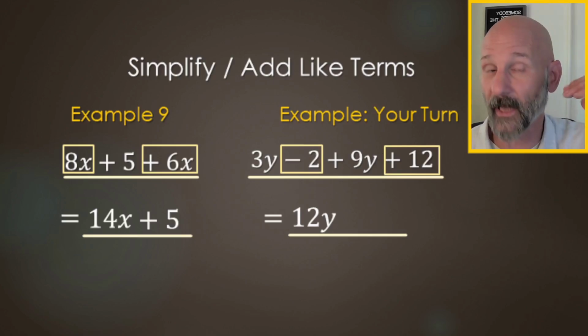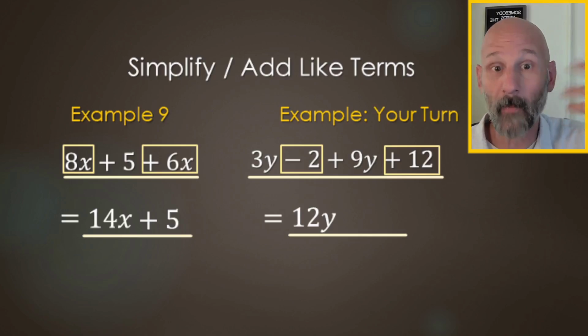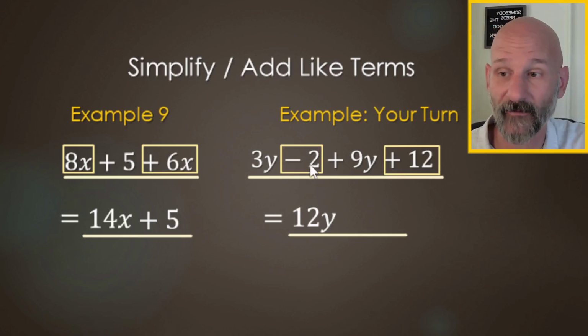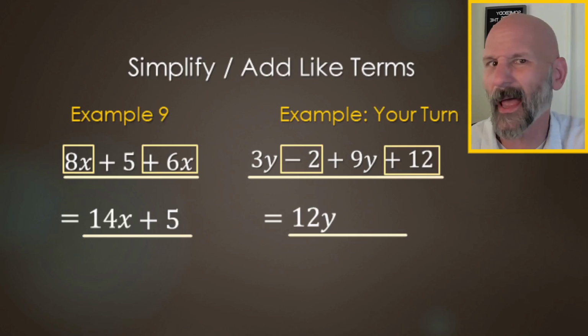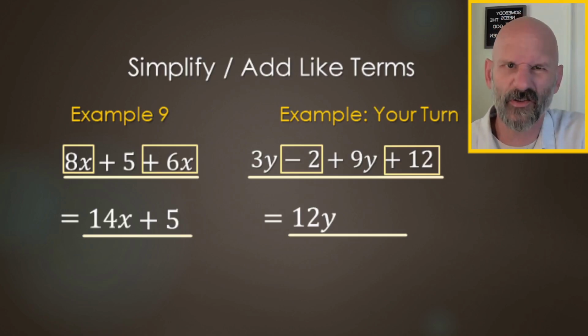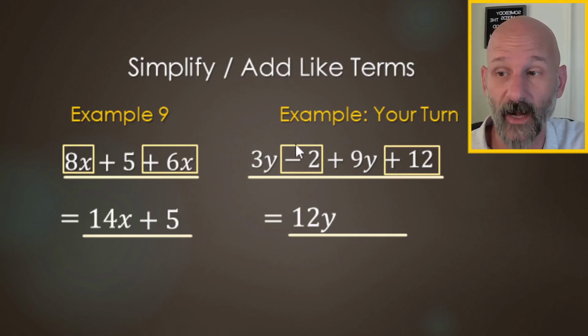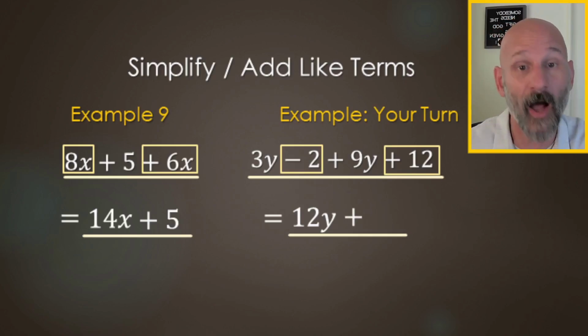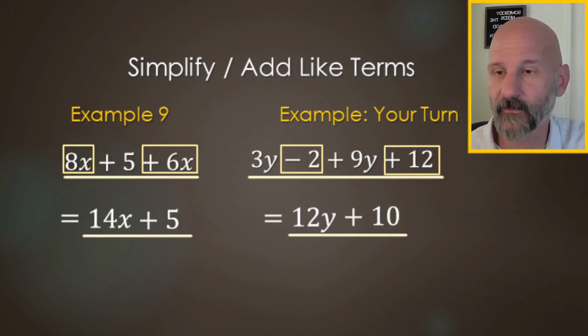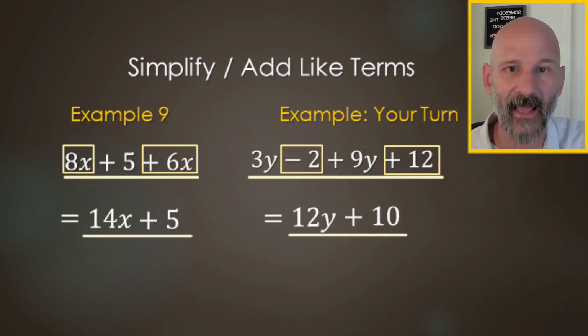Now, remember, we have our money idea. This is you have to pay $2 and you have $12. Well, you have more than what you have to pay. You're only going to pay 2 of the 12, so you still have $10 left over. The other way of thinking about this is to subtract 2. So I have to subtract 2 from 12, which is 12 minus 2, which makes 10. So it's a positive 10. Okay, so there we go. There's simplifying, adding like terms.